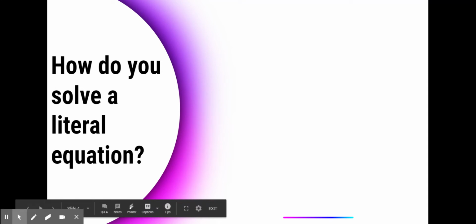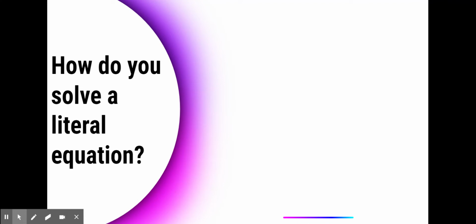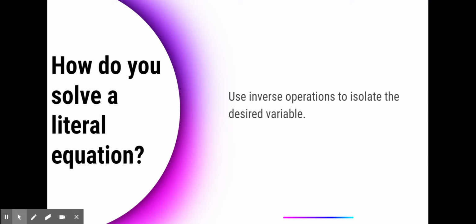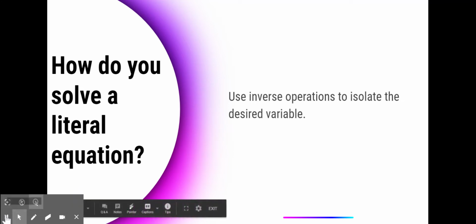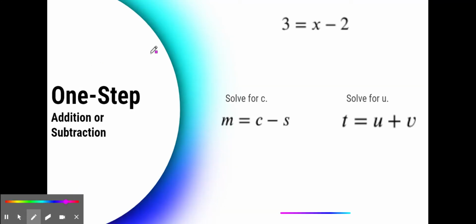So the next question that I just know is on all your minds is, how do you solve a literal equation? Well, you solve a literal equation just like you solve a normal equation. We're going to use inverse operations to isolate the desired variable. So if you look for the variable you want to isolate and then use your inverse operations just like you would in a normal equation, you will be able to solve a literal equation. Like I said, most of what we do today is going to be dealing with one step literal equations.